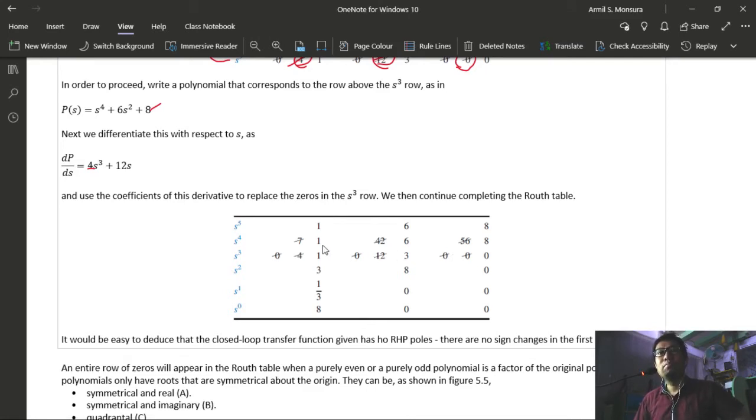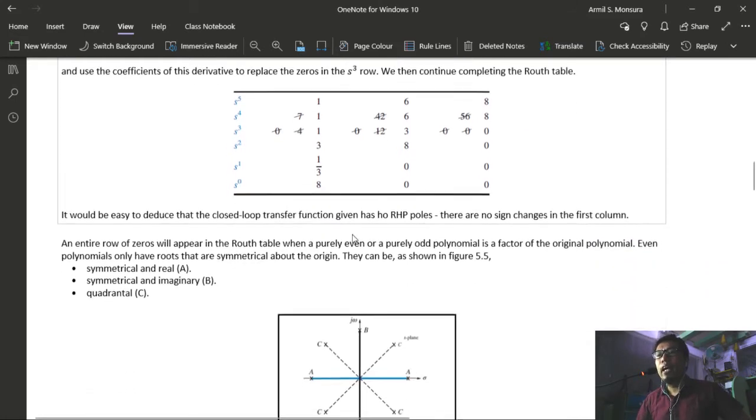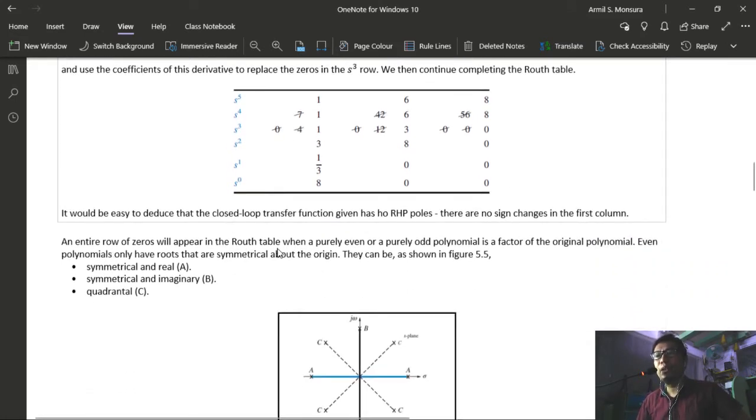Okay? So, now, that's how we complete the route table of the case where you have an entire row of 0. Okay. So, paano natin siya i-interpret ngayon? Ganito. An entire row of zeros will appear in the route table when a purely even or a purely odd polynomial is a factor of the original polynomial.